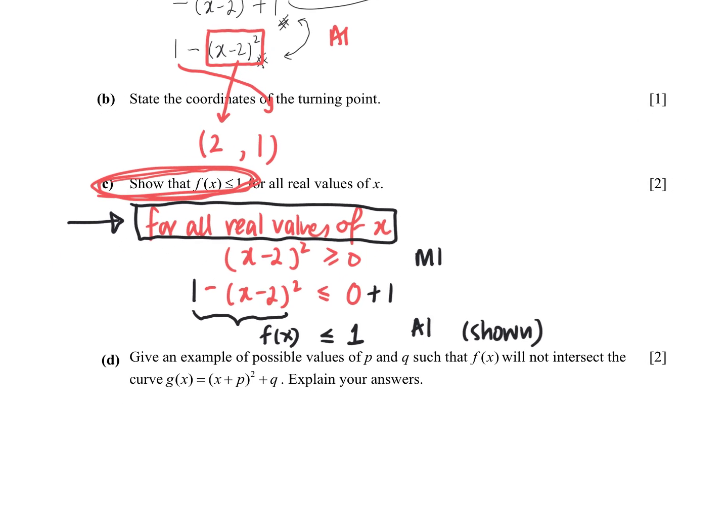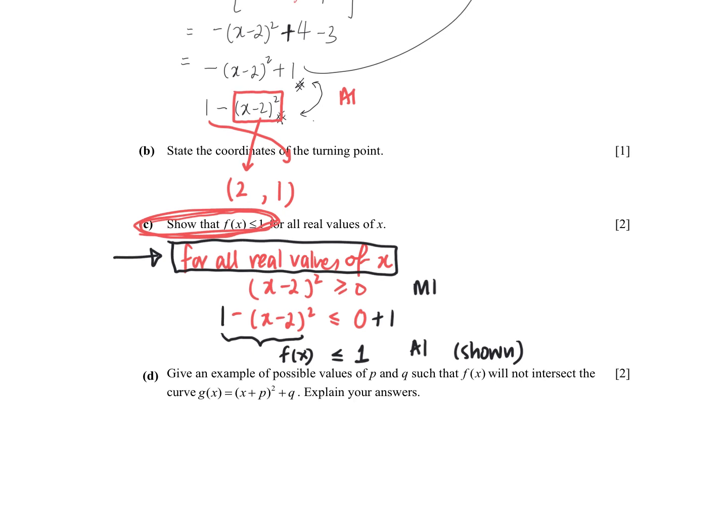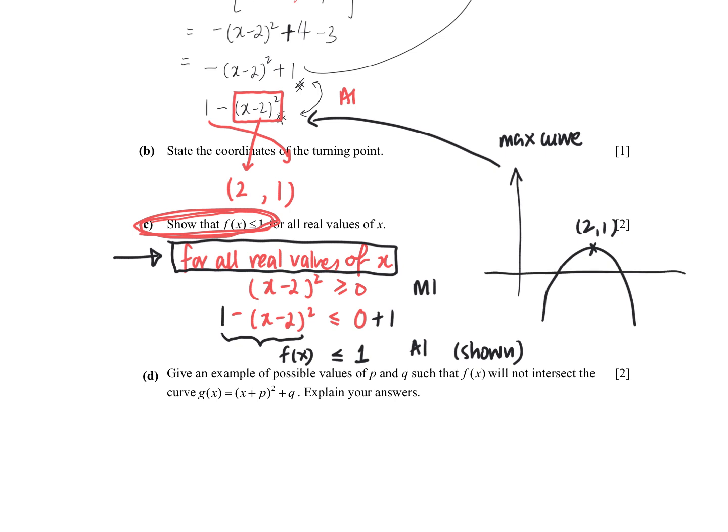Okay, then this one just tells you to come up with one pair of P and Q values. Any possible you can think of. So for instance, I know this is a maximum curve, and the turning point is 2, 1. So if we just estimate, let's say this is the maximum point. Okay, 2, 1. This is how your curve should look like, right? At the x and y axis. Okay, you don't know how it's going to cut, but something like that. This is how your graph should be. This is your f of x.